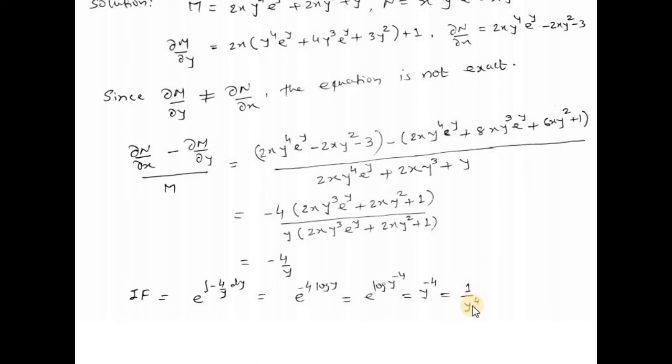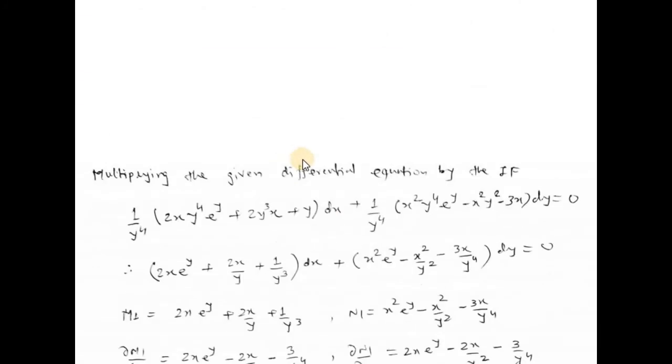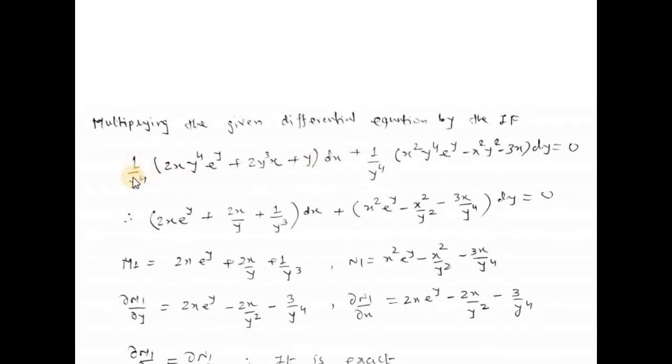Now the given equation can be made exact by multiplying it with the integrating factor. So we will multiply the given differential equation with the integrating factor. So it will be 1 divided by y raised to 4 in bracket 2x y raised to 4 e raised to y plus 2y cube x plus y dx plus 1 divided by y raised to 4 in bracket x square y raised to 4 e raised to y minus x square y square minus 3x dy equal to 0.